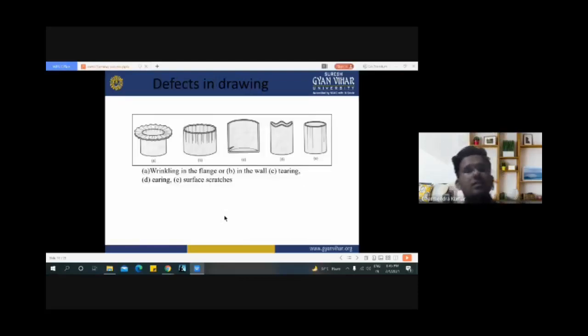These are the various defects in the drawing process. First one is wrinkling in the flange. Second one is wrinkling on the wall. Third one is tearing. Fourth one is earing, and fifth one is surface scratches. These defects are common in the drawing process.